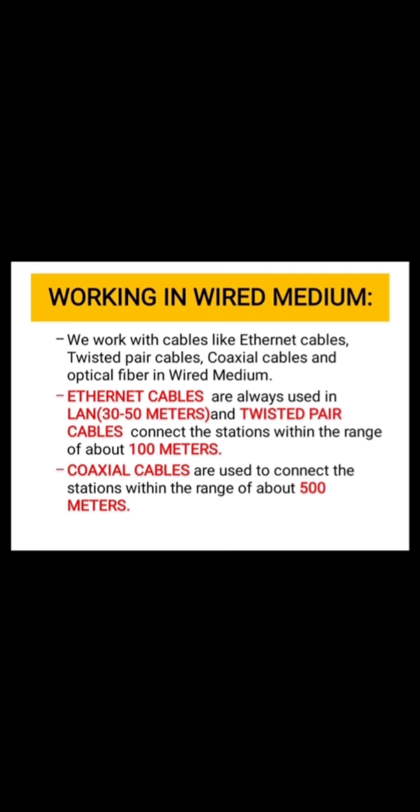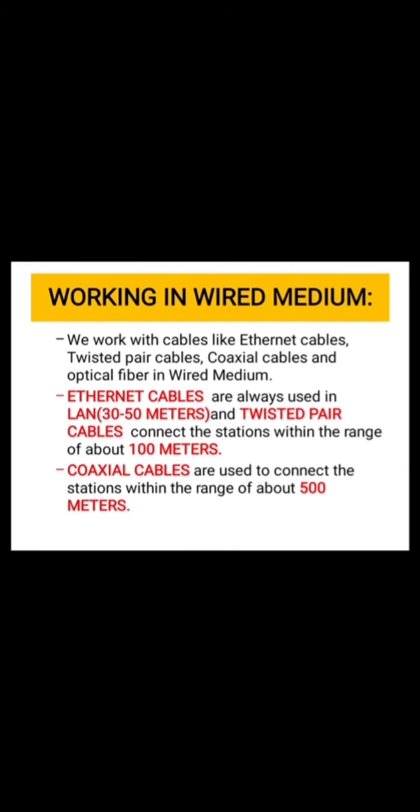Okay, so where do you have to use Ethernet? It is used to connect the LAN. Where we have 30 to 50 meters of connectivity, there we can use Ethernet. Twisted pair can connect up to 100 meters and coaxial can connect up to 500 meters. So these are certain tips before you attempt a question.